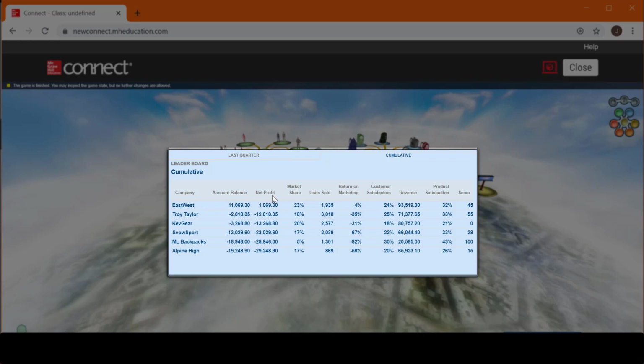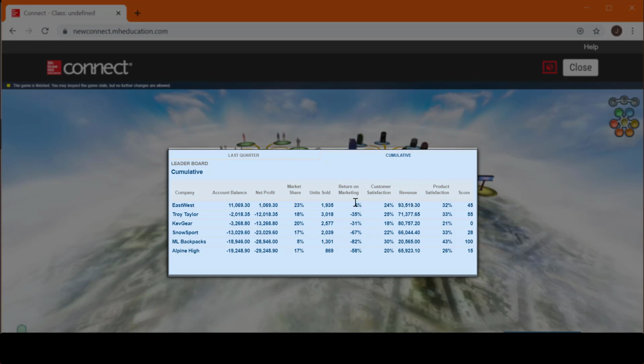You'll see the cumulative net profit, the market share that you had throughout the entire simulation. Again, the higher the market share, the more backpacks you're selling. So you can see here ML Backpacks, which is the company that you are. Keep that in mind as you do this. In this example, they only had 5% market share, but they did sell 1,300 backpacks.